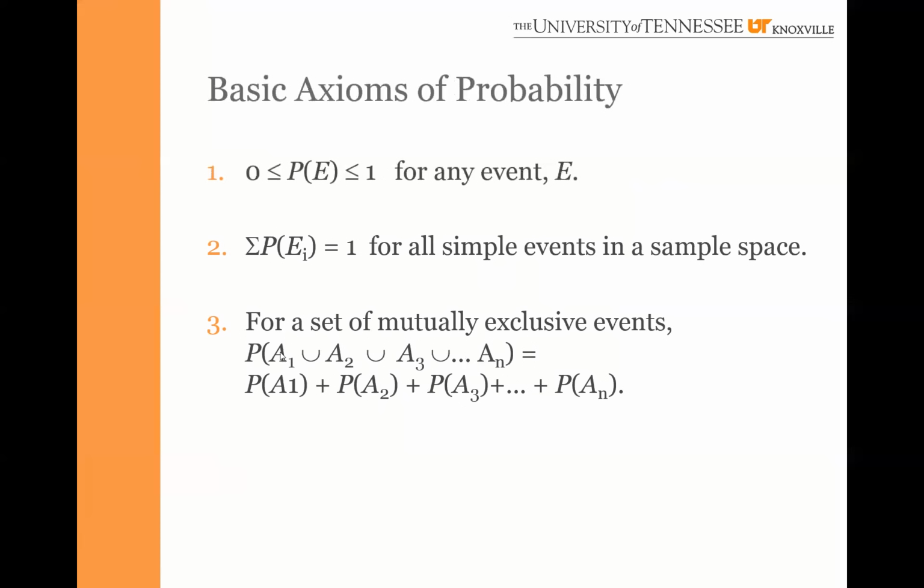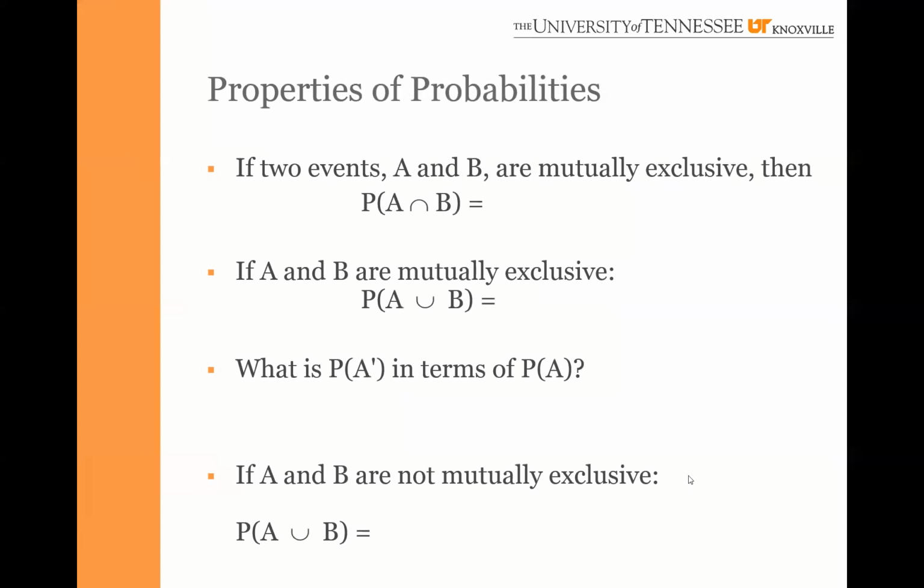And then if I have the union of a set of mutually exclusive events, the probability of this union is equal to the sum of the probabilities of the individual events. Okay. So let's go through a few quick exercises again. If two events A and B are mutually exclusive, then what do we know about P of A intersection B? We just said it, it is the null event. If A and B are mutually exclusive, what do I know about P of A union B? Shout it out if you know.